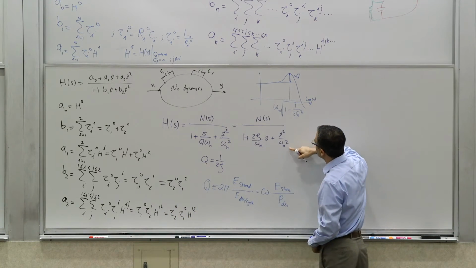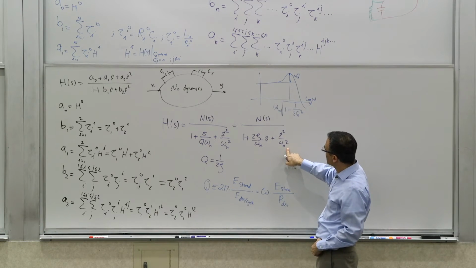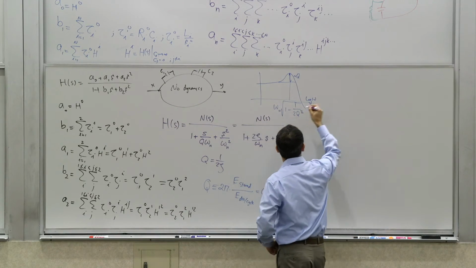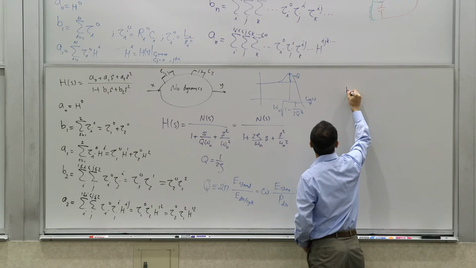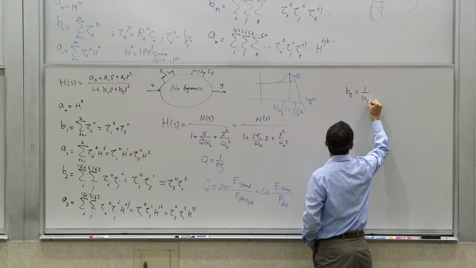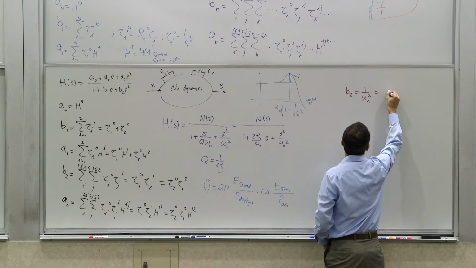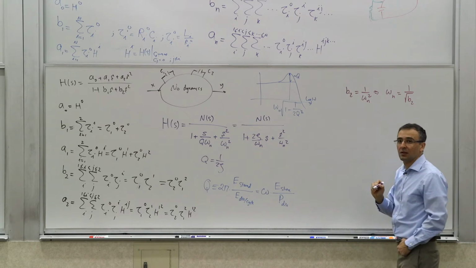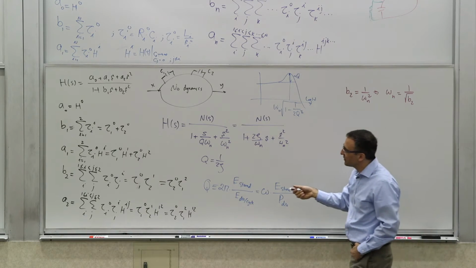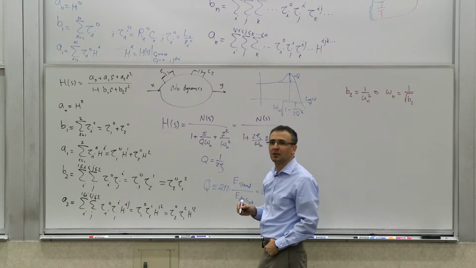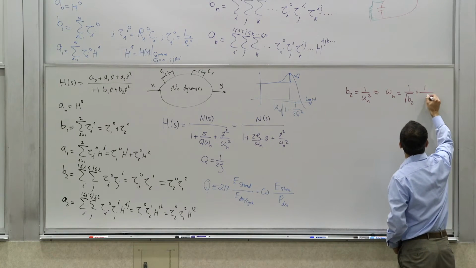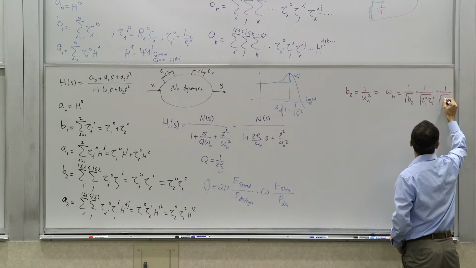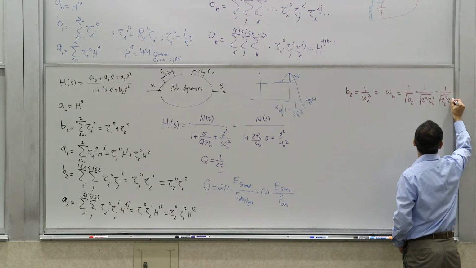Let's start with B2, because that's a simple one. We know B2 is 1 over omega n squared, so from these two you can easily see that for second order, B2 is equal to 1 over omega n squared. Therefore, omega n is 1 over square root of B2. But B2 can be written in this form, so you can write it as 1 over square root of tau 1,0 tau 2,1, which would also be equal to 1 over square root of tau 2,0 tau 1,2.